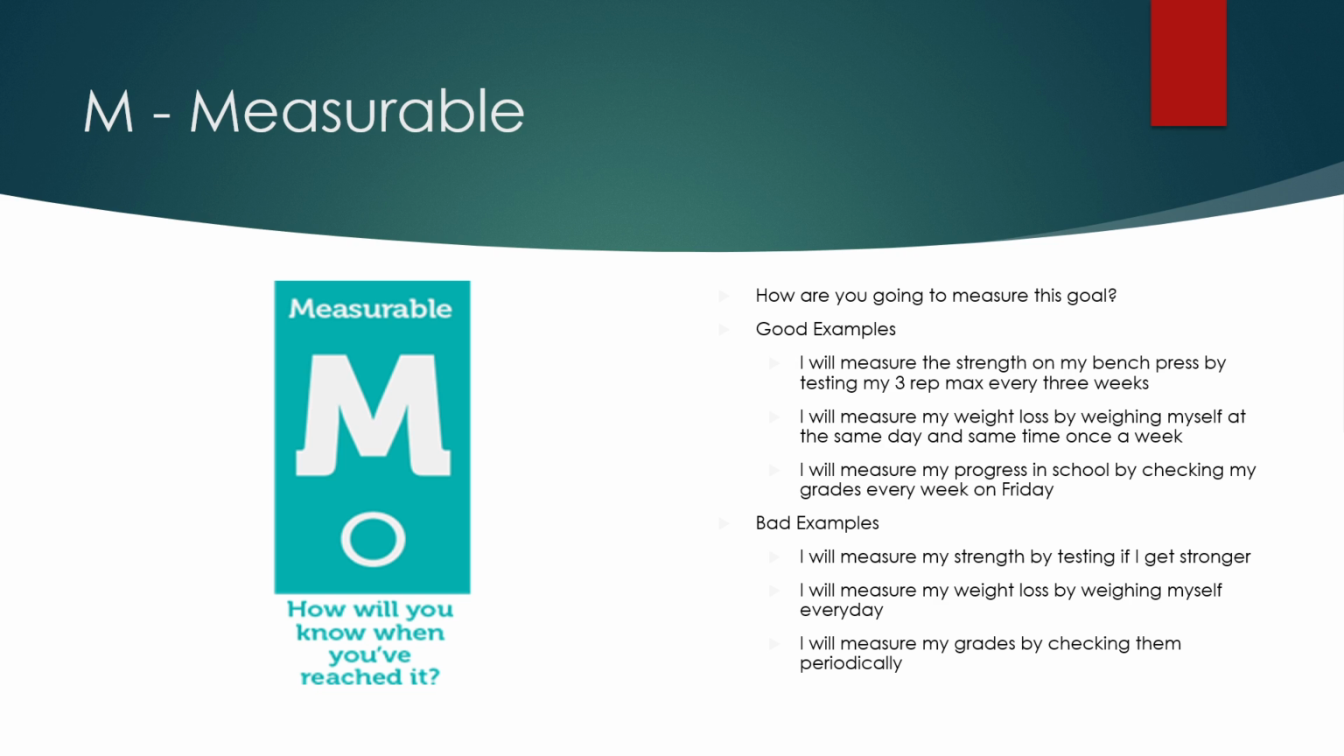I will measure my weight loss by weighing myself on the same day at the same time once a week. There we go. I will measure my progress in school by checking my grades every week on Friday. Perfect. Some bad examples: I will measure my strength by testing if I get stronger. Okay, you're going to test if you get stronger every single day? Every month? What does stronger mean? It's not a good way to measure something.